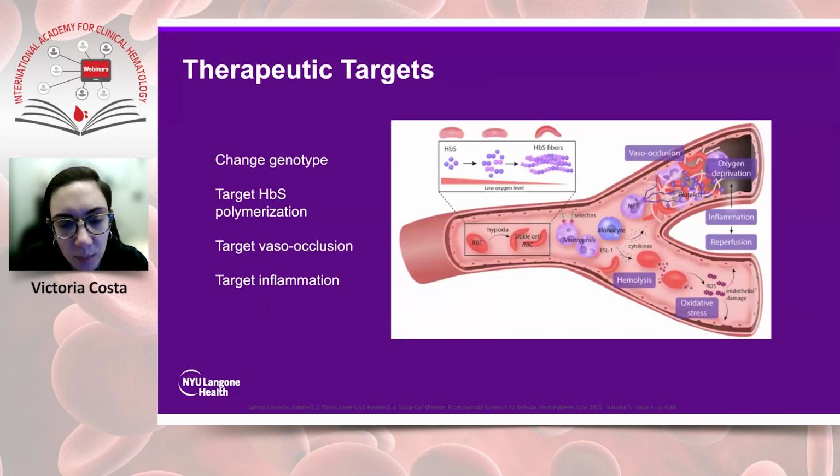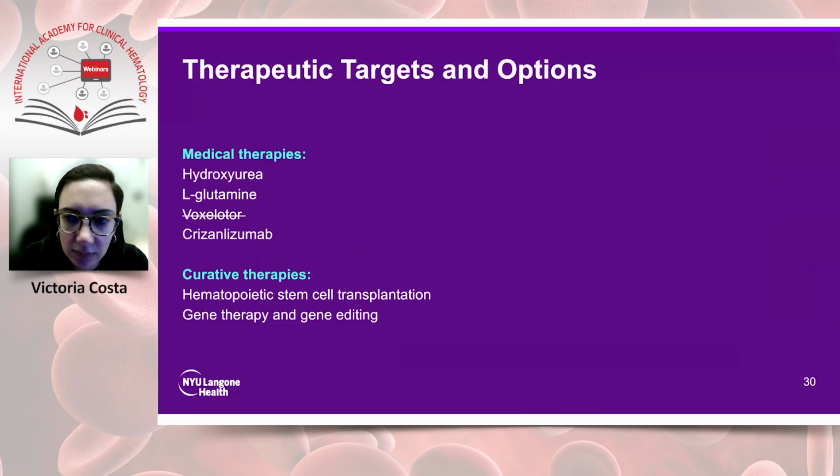And all of the therapeutic options target specific areas of the pathophysiology that I mentioned in the beginning. So one is changing the genotype, two is targeting hemoglobin S polymerization, three is targeting vaso-occlusion, and four is targeting inflammation. And you can think of these as medical therapies or curative therapies. So the medical therapies include hydroxyurea, L-glutamine, voxelotor, which had come out and now has been withdrawn, so is no longer an option, and crizanlizumab. Curative therapies include hematopoietic stem cell transplantation and gene therapy and gene editing.